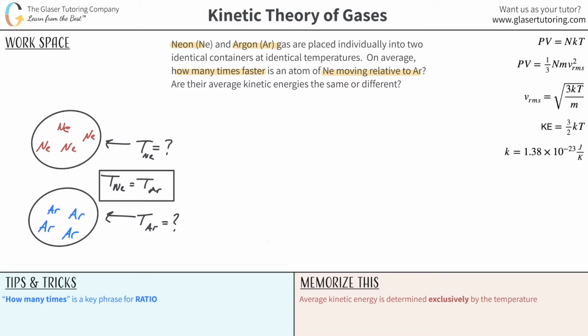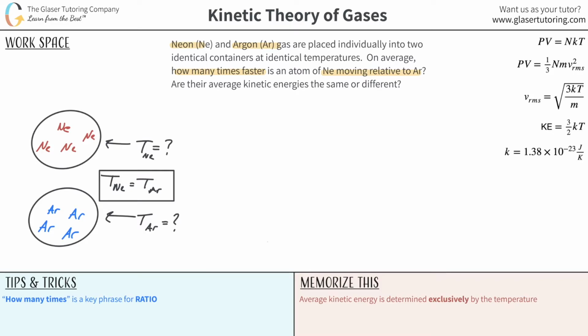Nothing fancy. Now, in order to solve this, it says how many times faster is an atom of neon moving relative to that of argon? When they're talking about on average how fast something is moving, it's basically velocity, right? They want us to find velocity.